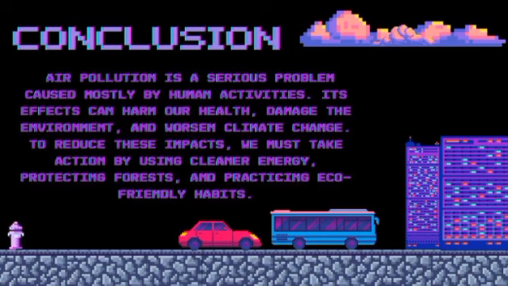But there is hope. To reduce these impacts, we must take action by using cleaner energy, protecting our forests, and practicing more eco-friendly habits in our daily life.